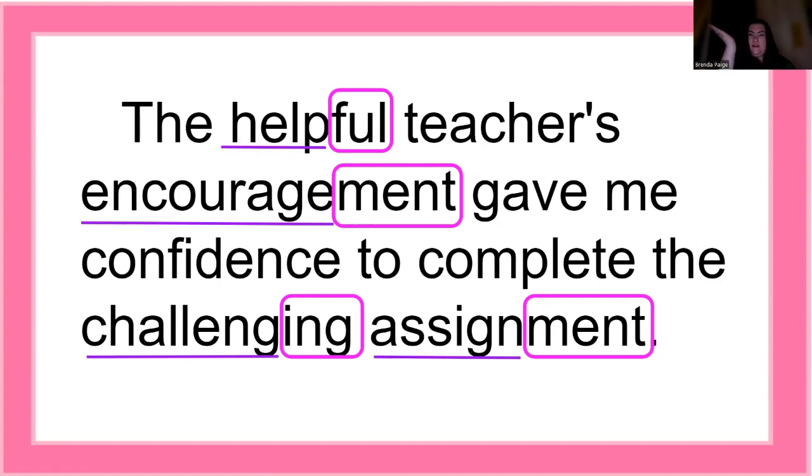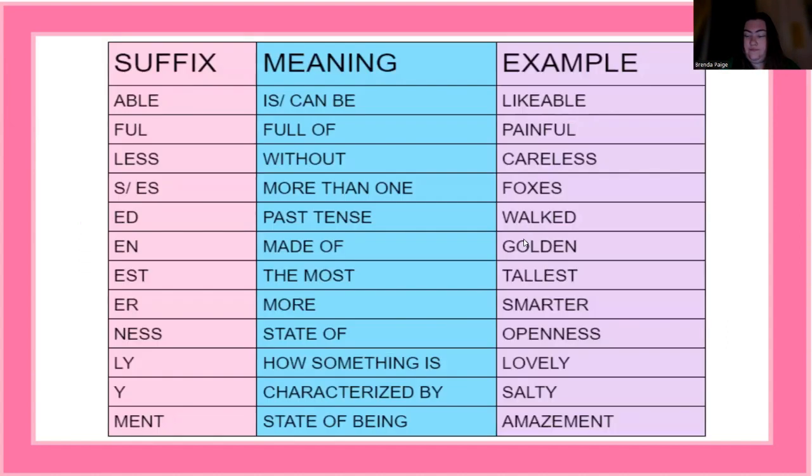This one, ing. Challenge. Challenging. And ment. Assign. Assignment. The helpful teacher's encouragement gave me confidence to complete the challenging assignment. It's a big sentence full of big words.